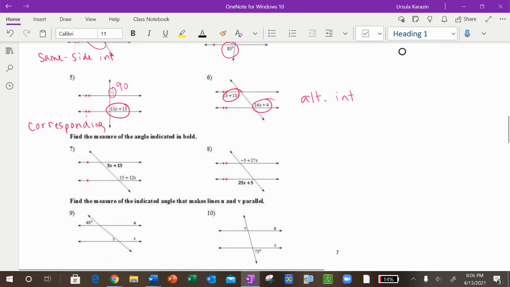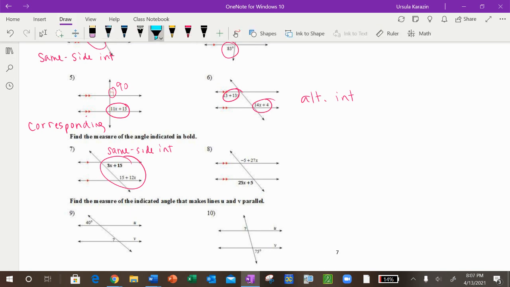All right, you keep doing that. We get down here to number 7. These are same side interior. So they're going to add up to 180. So you're going to take these two and add them up, set them equal to 180. But they want you to find the measure of the bold one. So notice that one's the bold one. So plug in x to find its measure.